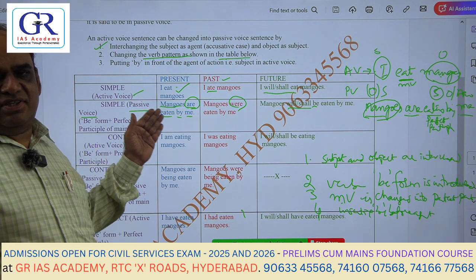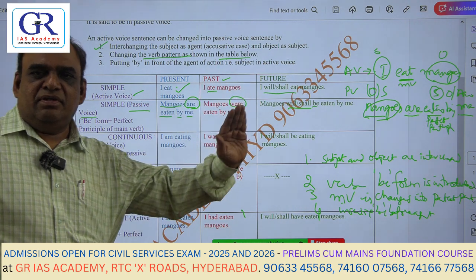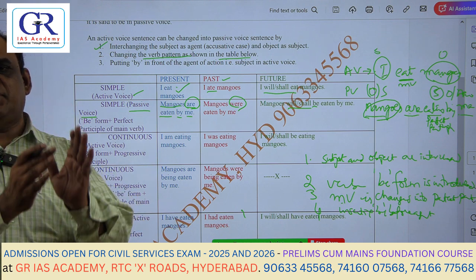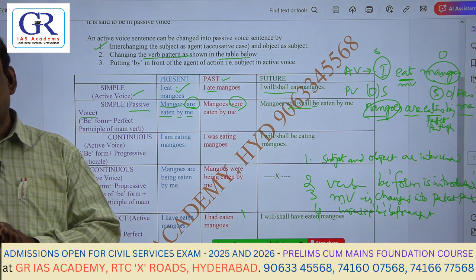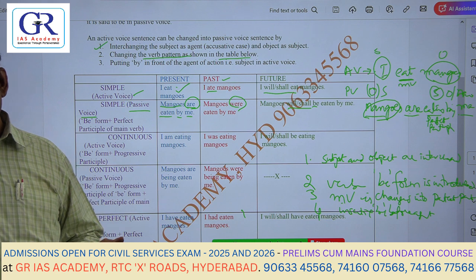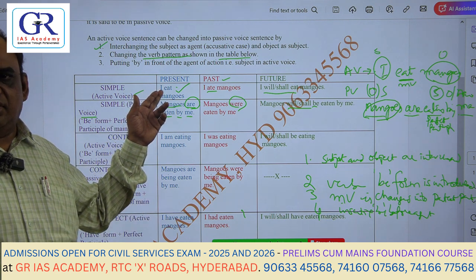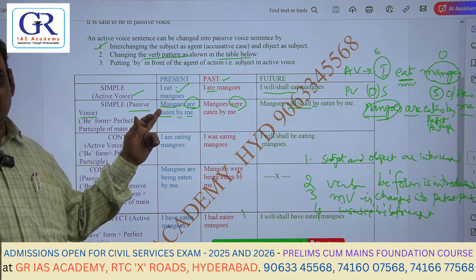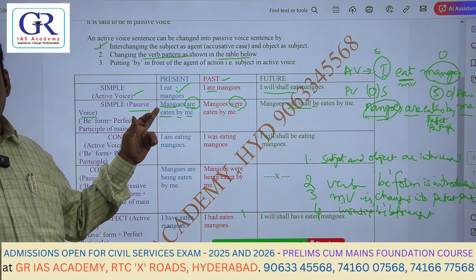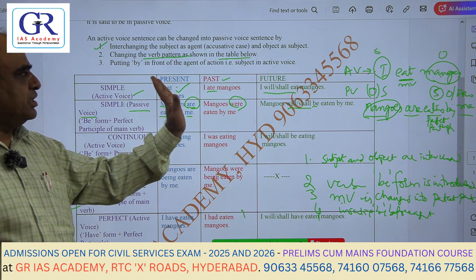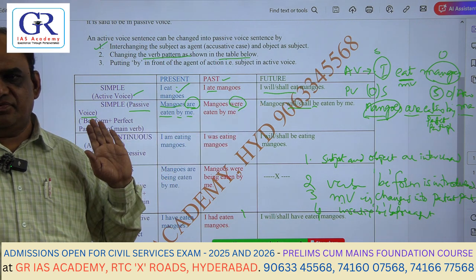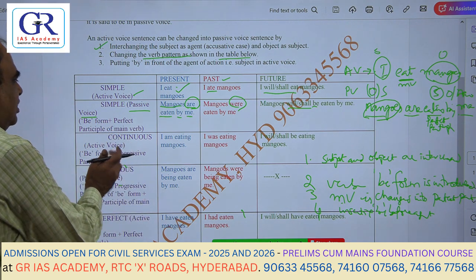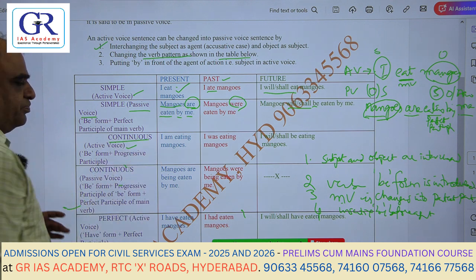So if you understand this structure, it will be very easy for you to interchange active voice into passive voice. What is the difference between active voice and passive voice? Subject is active, we say active voice. Subject is passive, we say it as passive voice. Here you can see that I is active, so I is the subject here, it is active, so we are calling it as active voice. Here mangoes are passive, mangoes are subject, so we are calling it as passive voice. So simple present, simple past, simple future. Understood? Next, we are coming into continuous active voice.